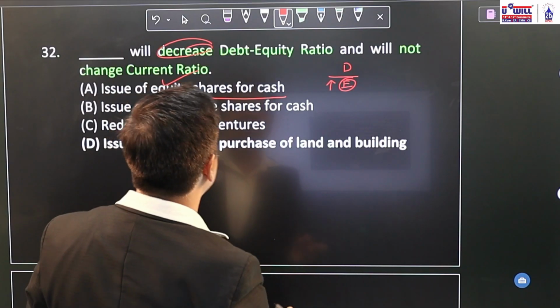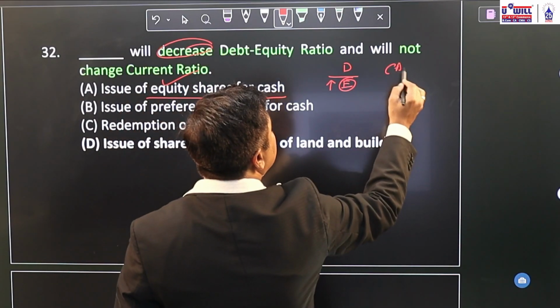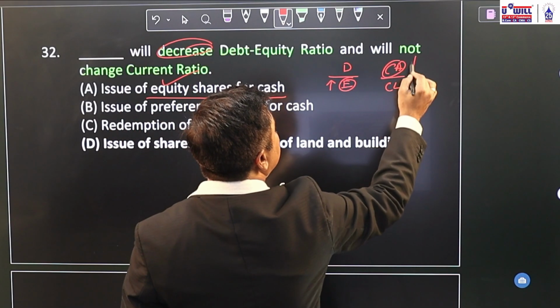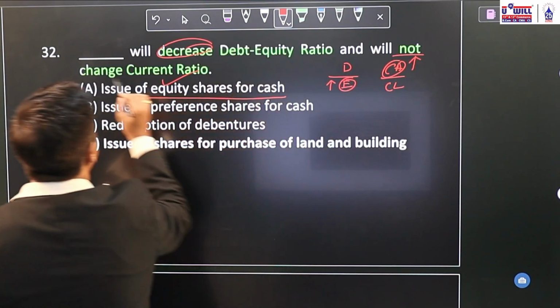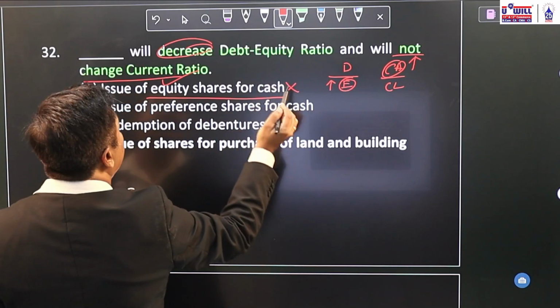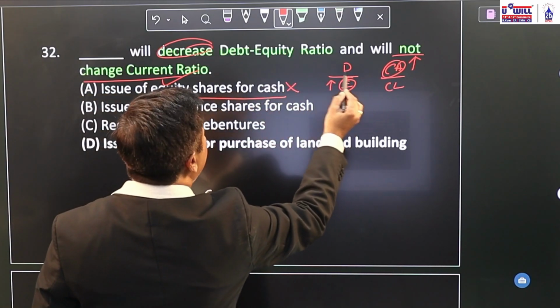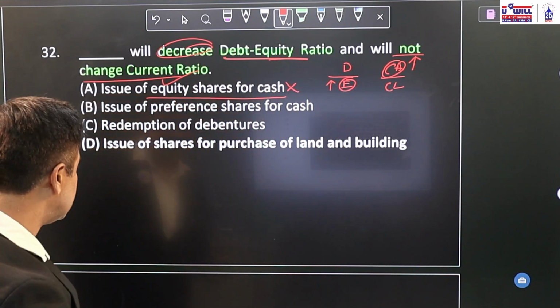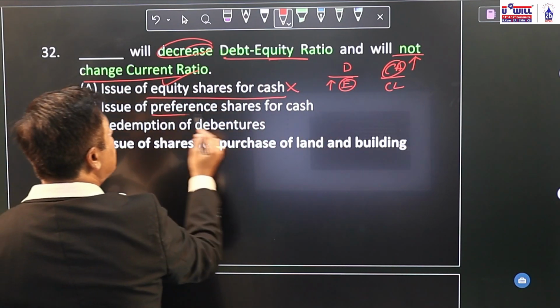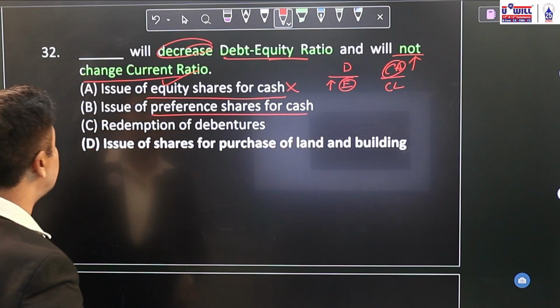And if you issue equity shares for cash, then current asset upon current liability, current asset will increase, so current ratio will also increase. But you are asked not change the current ratio, no. It will have the impact. This one will take place, but no change in current ratio will not take place. And exactly same for issue of preference shares for cash. So this is also wrong.